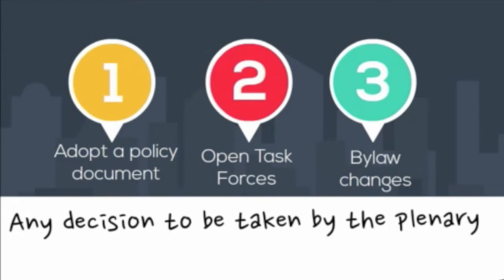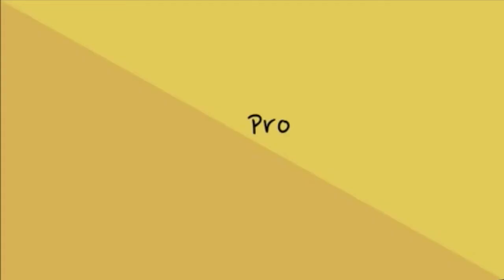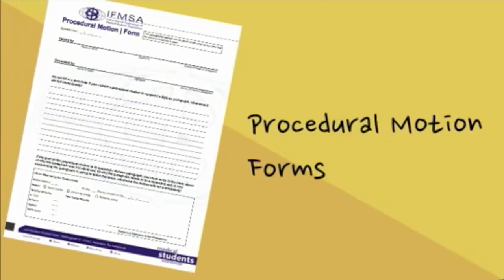This means that if you, for example, wish to propose a bylaw, you have to send in the bylaw change proposal before the deadline, and you also have to tell the plenary chair that you wish to vote on the bylaw at the plenary. This is what you do by filling in the form, tabling a regular motion.